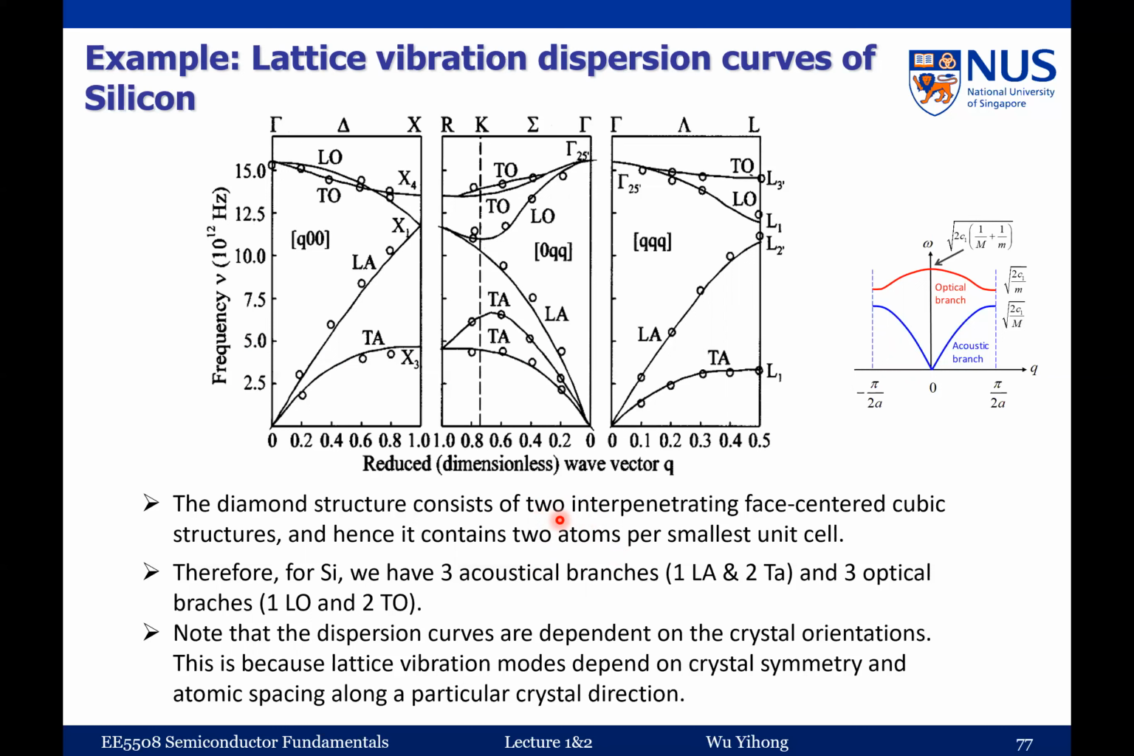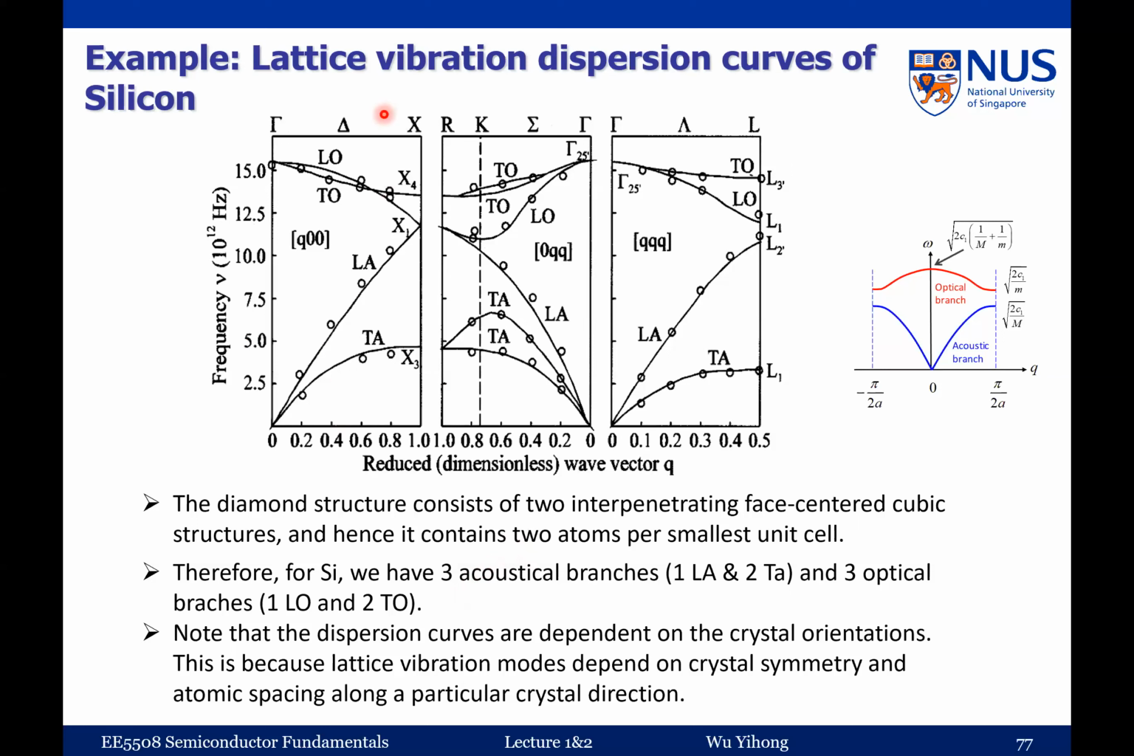That's for the unit cell, but for the primitive cell you only have 1. But for zinc blende, you can see that you have 2 atoms in the primitive cell. So that's the reason why you have 3 acoustic branches and 3 times 2 minus 3 optical branches, which is also 3. For the acoustic branches, you have 1 longitudinal mode and 2 transverse modes, and the optical modes are the same: 1 longitudinal mode and 2 transverse modes, right?